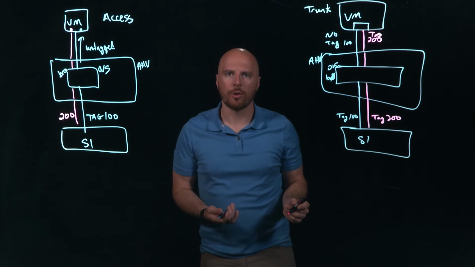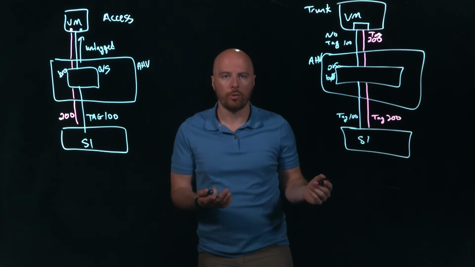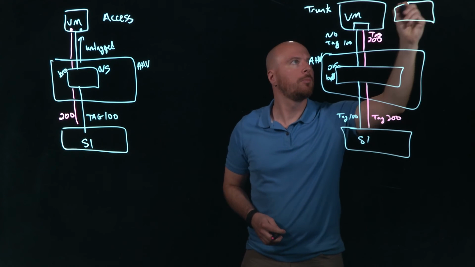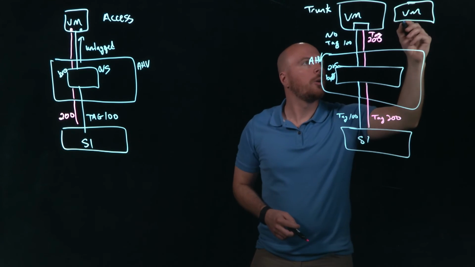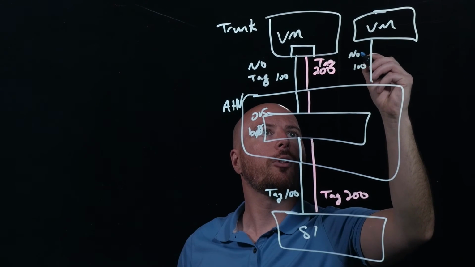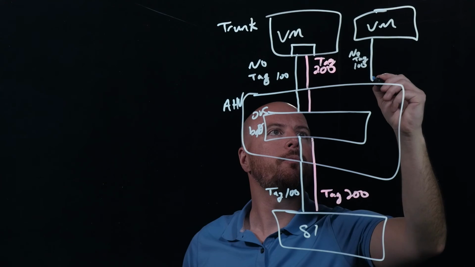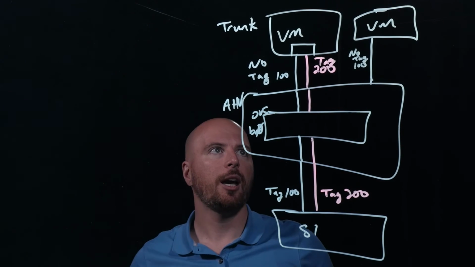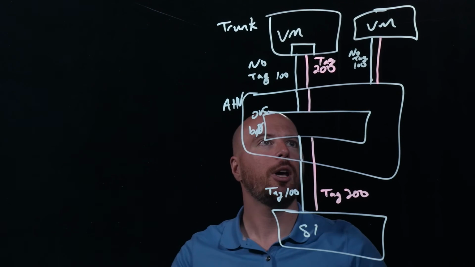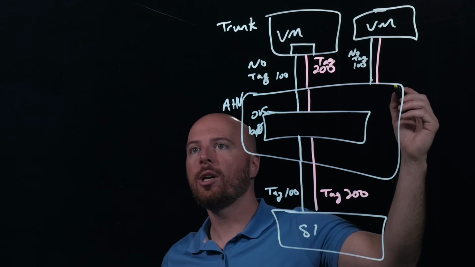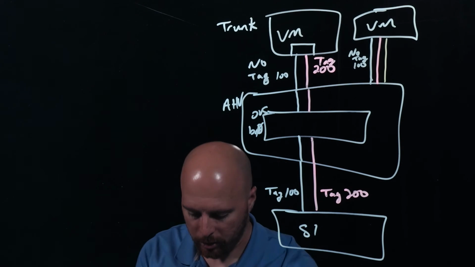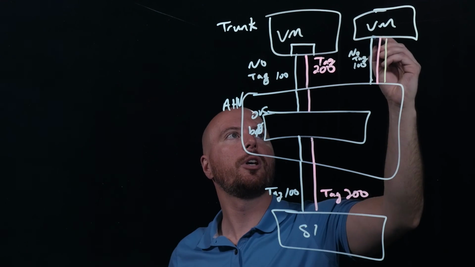So let's see what that looks like when we have more than just one network. So we'll create another virtual machine. We're going to say that 100, no tag, so that's our native VLAN. And we might have multiple VLANs such as 200, and we could even have VLAN 300 trunked up to the machine as well. These would all be on a single NIC.